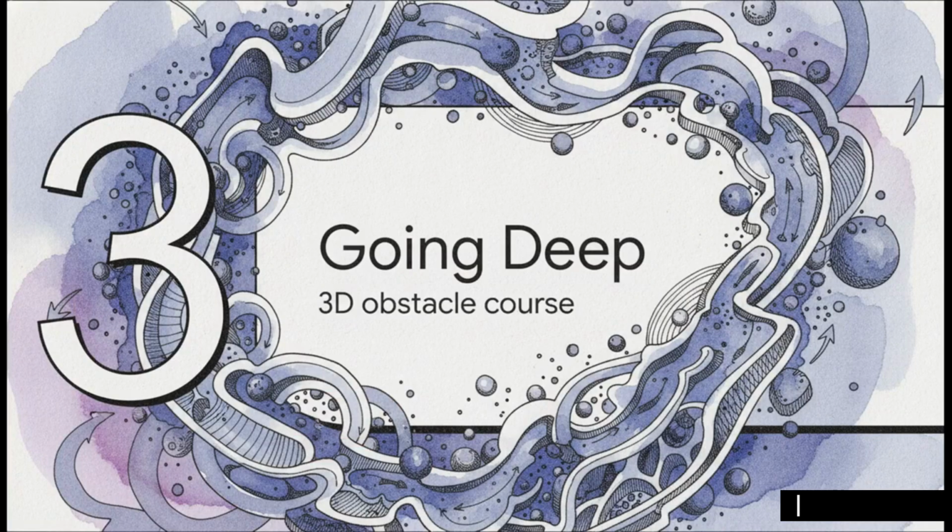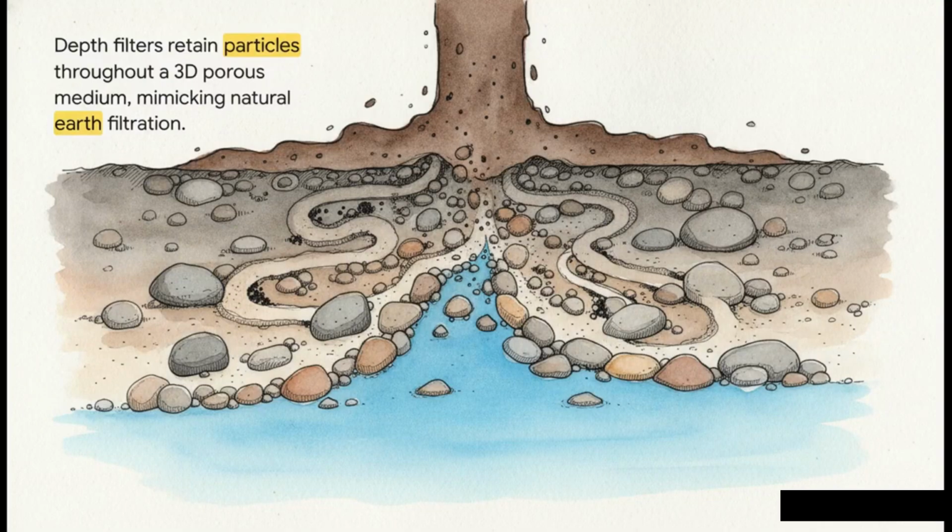All right, Section 3, going deep: depth filters. The 3D obstacle course. So if cake filtration is all about building a layer on the surface, depth filtration is about trapping particles inside a three-dimensional porous maze. It's basically a direct mimic of how the Earth naturally filters groundwater through deep layers of soil and rock.